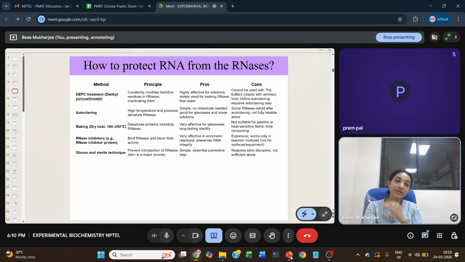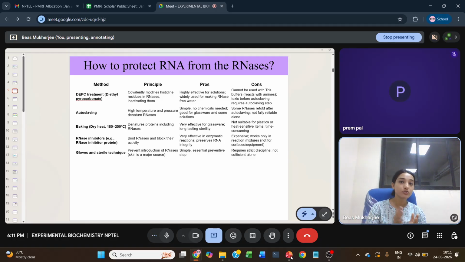For that, there are different kinds of inhibitors. One of them is DEPC, which is diethyl pyrocarbonate. This covalently modifies the histidine residues which are present in the catalytic site of the RNases and inactivates them. But again, this is very toxic. Let's say you are using this for in vitro transcription, you cannot use the DEPC containing solution, because this is toxic. That is why you need to autoclave it twice so that the DEPC can be degraded.